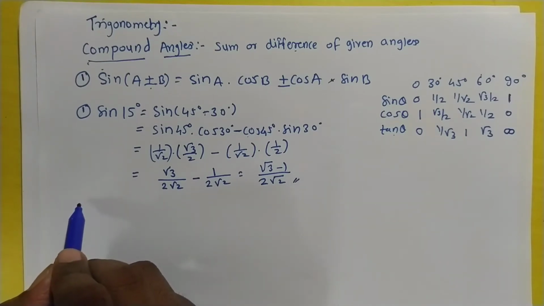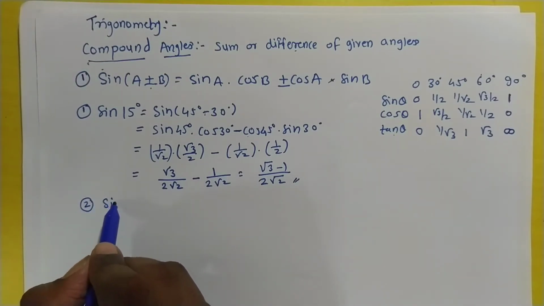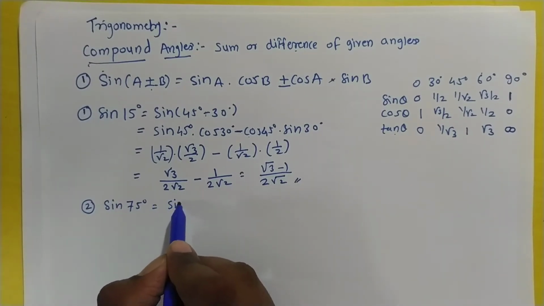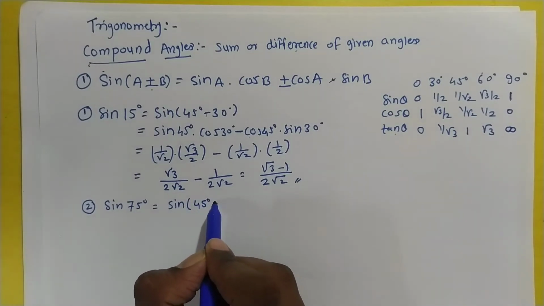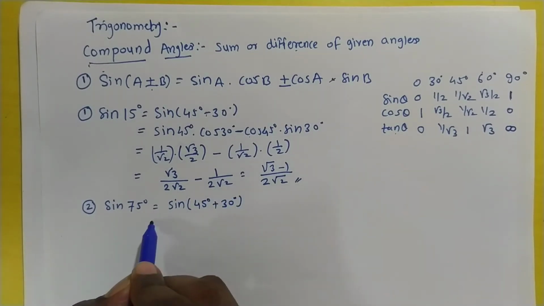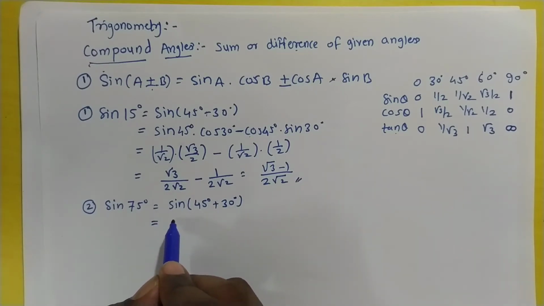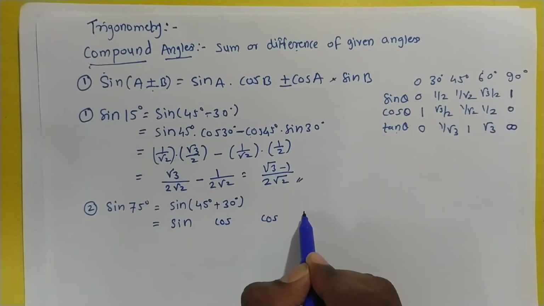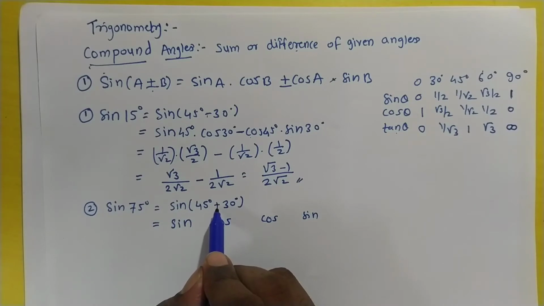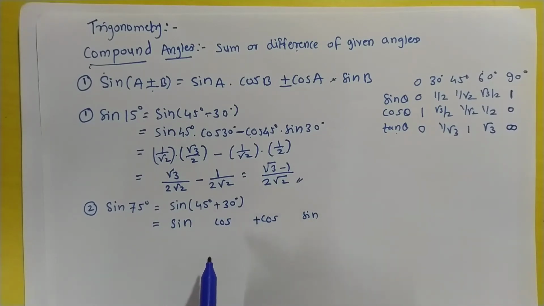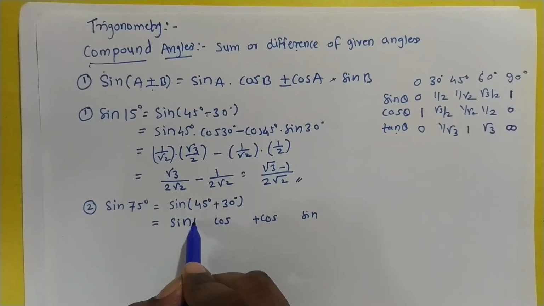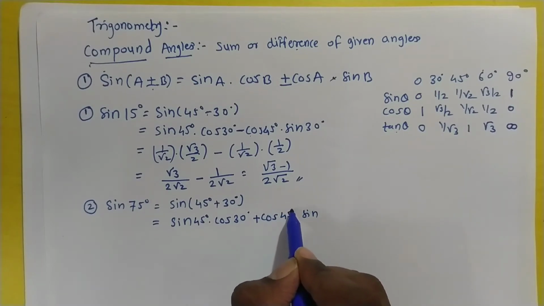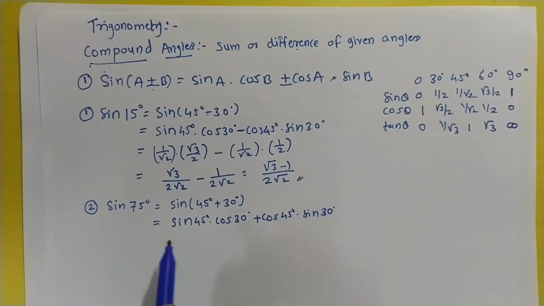Again we take one more example. Example number two, sine of 75 degrees is equal to sine of 45 degrees plus 30 degrees. We know how to remember the formula: sine, cos, cos, sine, same sign. Here the plus sign is present, therefore we take the plus sign. Write down the angles: first angle 45 degrees, next angle 30 degrees.